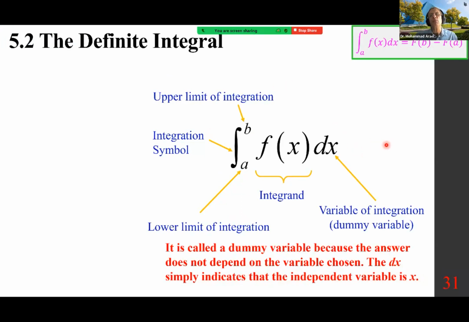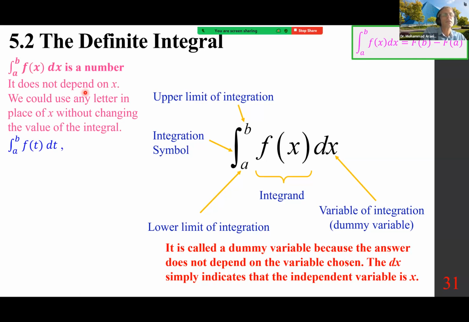This is a number, everybody. And this number represents the area under the curve if you're dealing with a non-negative or positive function. And it represents the difference of areas otherwise, if a portion is positive, a portion is negative, and so on. The integral from a to b of f of x dx, the number, doesn't depend on x. We could use any letter in place of x without changing the value of the integral. For example, if I use t here and change this one to t, these two are identical.